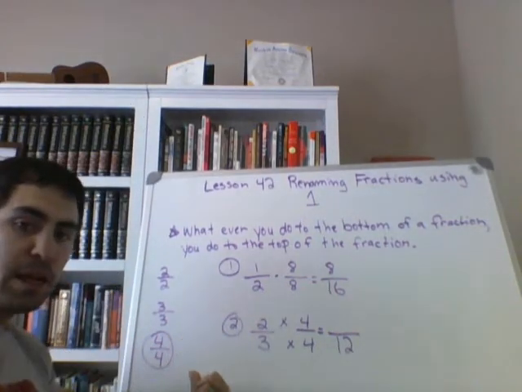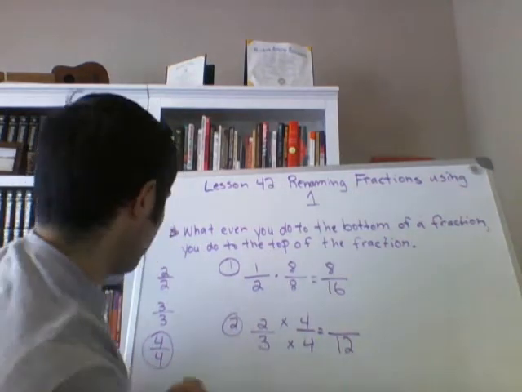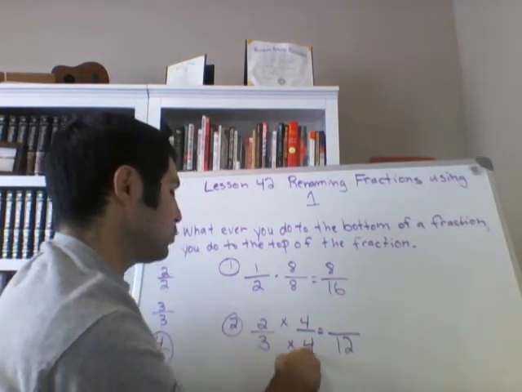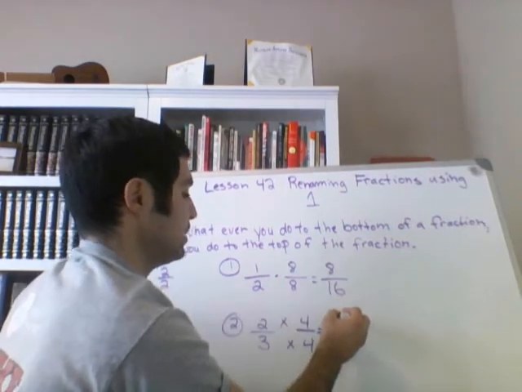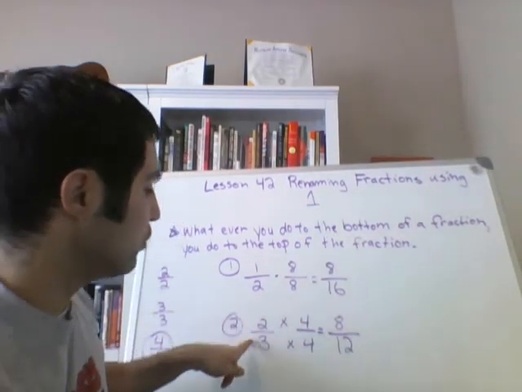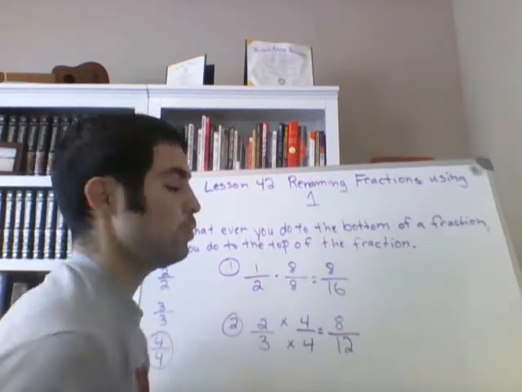When we're expanding or enlarging a fraction, you can multiply the fraction by anything that equals 1. 4/4 equals 1. So 3 times 4 is 12, 2 times 4 is 8. This is saying that 2/3 is equal to 8/12. These are two equivalent fractions.